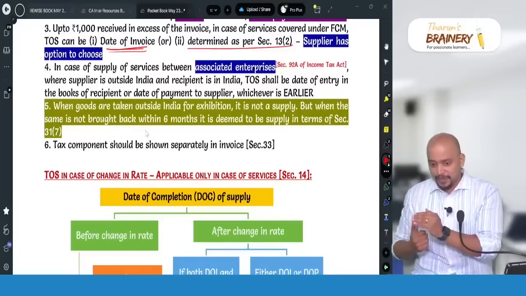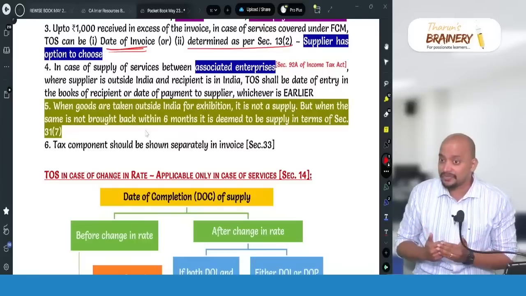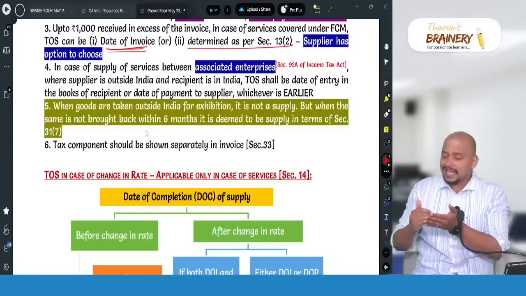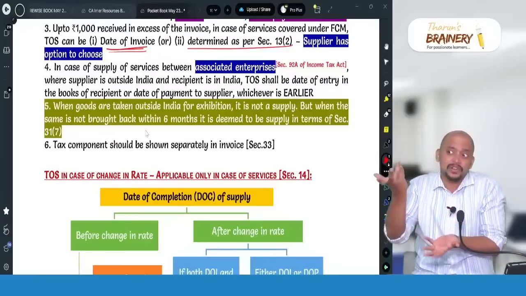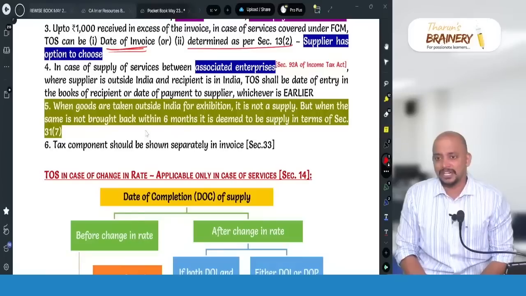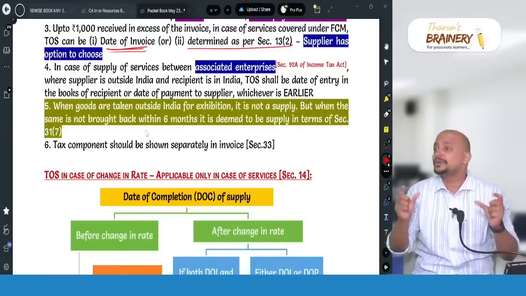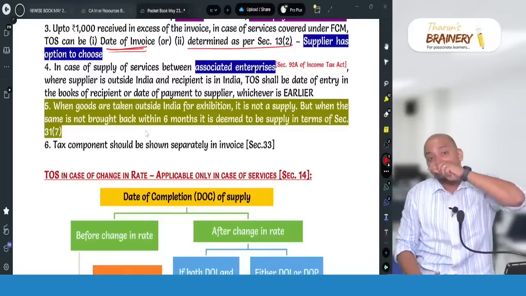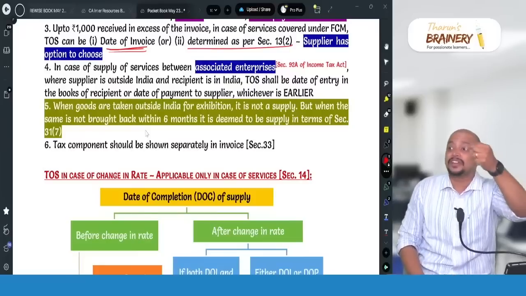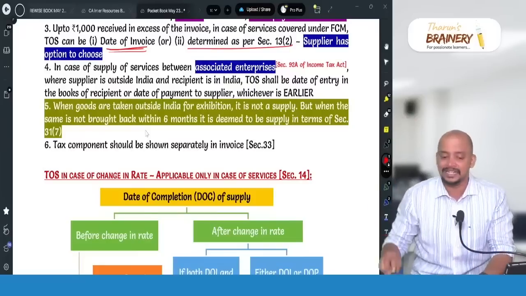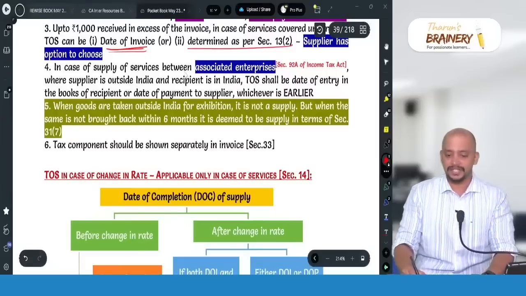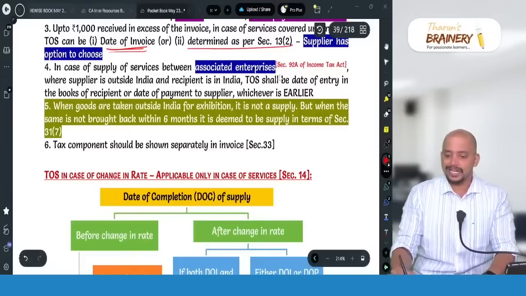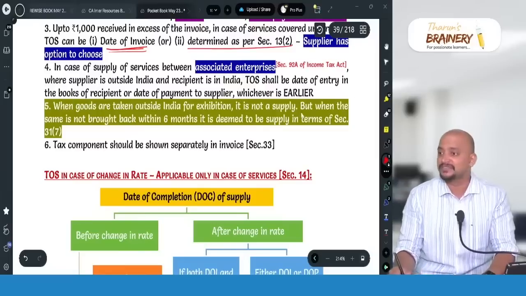We need to take the date on which payment is made to the supplier or the 61st day from the date of invoice, whichever is earlier. But in this case, you cannot determine the 61st day from the date of invoice, because between associated enterprises there won't be any invoice concept. Due to that reason, they have given a special provision which says the date on which payment is made to the supplier or the date of entry in the books of the recipient, whichever is earlier. You can see that in case of supply of services between associated enterprises where the supplier is outside India and the recipient is in India, time of supply shall be the date of entry in the books of the recipient or the date of payment to the supplier, whichever is earlier.